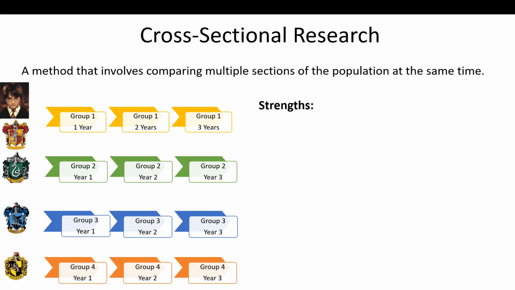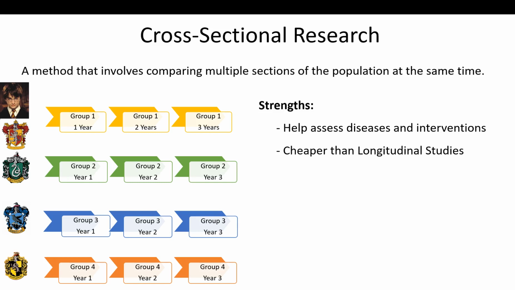The strengths of cross-sectional research include that they help assess diseases and interventions. Researchers can take data from samples of a population at different time points in order to investigate how the rates of a disease spread over time, or how a group of people going through an intervention either get better or worse over time. Cross-sectional studies can be cheaper because researchers are investigating specific time points and don't require people to continuously participate in a study over time.